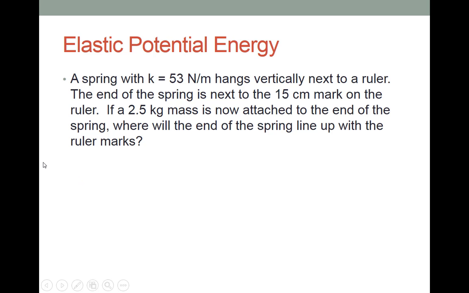a hanging mass on spring. So here we have a spring. We're given the spring constant of 53 newtons per meter. It's hanging next to a ruler. We're told that the end of the spring is next to the 15 centimeter mark, and then a 2.5 kilogram mass is attached and it goes down, and we want to know where does it end up next to the ruler.